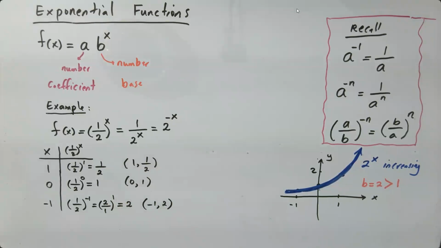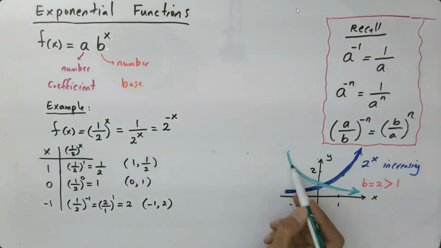Let us use a different color for this. It says at 1, I have a half. At 0, I have a 1. At negative 1, my y value is increasing. I have a 2. If I connect these together from left to right, remember that we read graphs from left to right. From left to right, the function is a decreasing function.